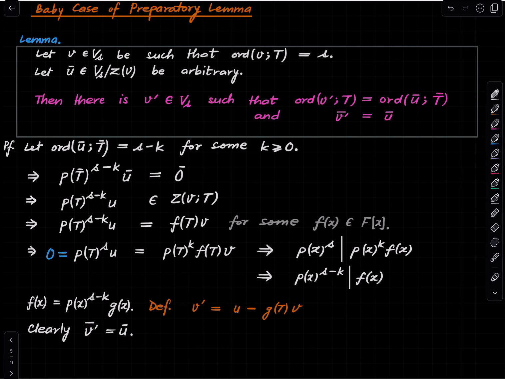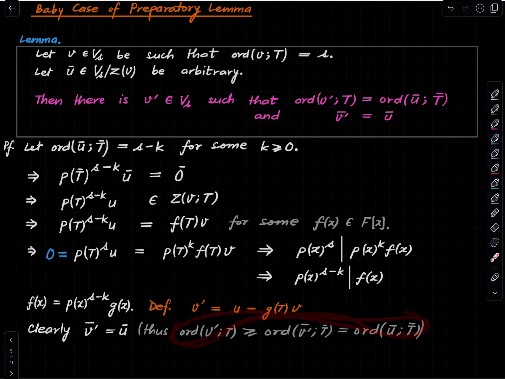So to do that, since v prime bar is u bar, the order of v prime bar is equal to order of u bar, and hence the order of v prime is at least the order of u bar. This already implies that order of v prime is at least the order of this thing, which is the order of u bar. So all I'm saying is that this inequality is trivial, and since v prime bar is u bar, we get this inequality. So we just need to show that sharp equality happens.